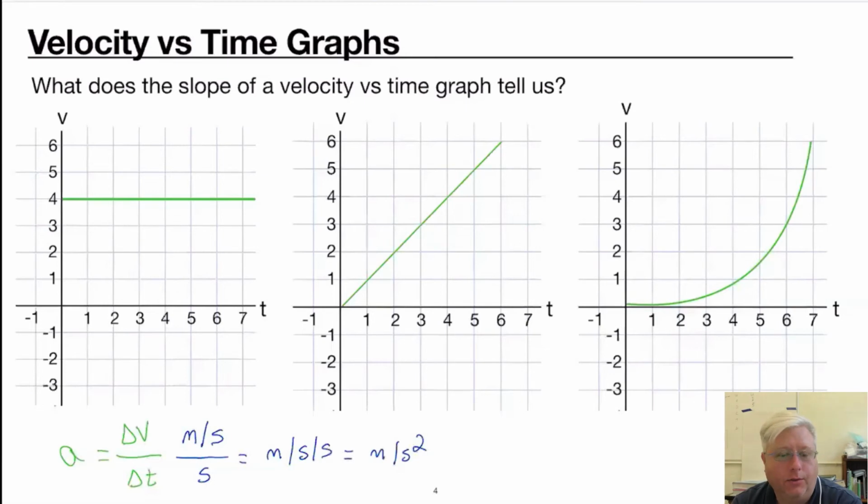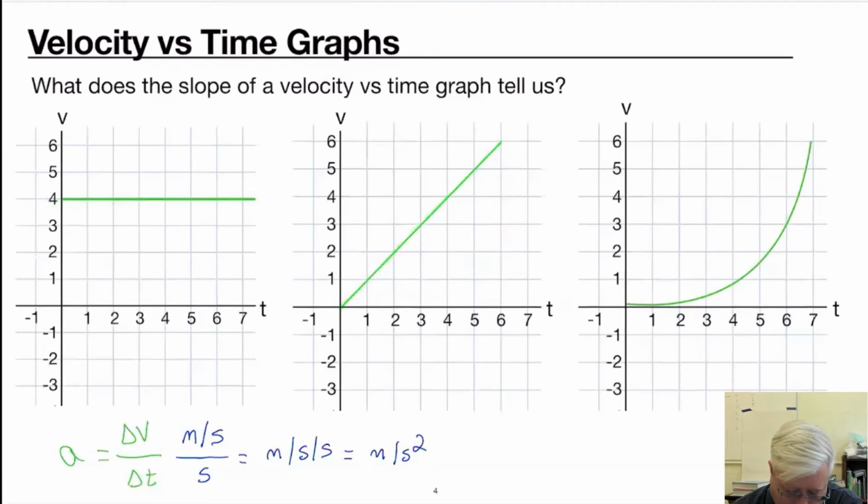Okay, so what does constant velocity look like on a velocity versus time graph? Well, like we've been saying, it's just a nice flat line. Okay. What about this flat line in the middle picture? It's straight, but it's not flat, but it's still straight. So what is that telling us?